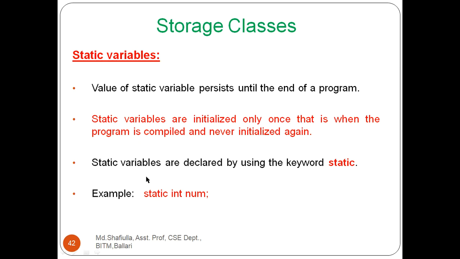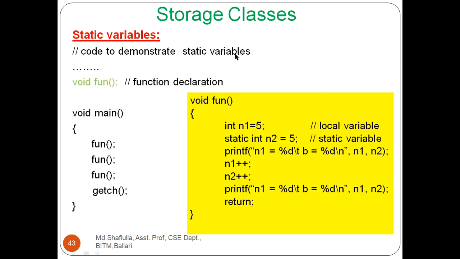Let us see this with an example. Static variables, how do you declare them? You declare them using the keyword static in lowercase. Example, static int num, where static is a keyword, int is a data type, and num is a variable. Now code to demonstrate the static variable. Void fun, there is one function called fun, function declaration, then main function. See, I am calling this function thrice.